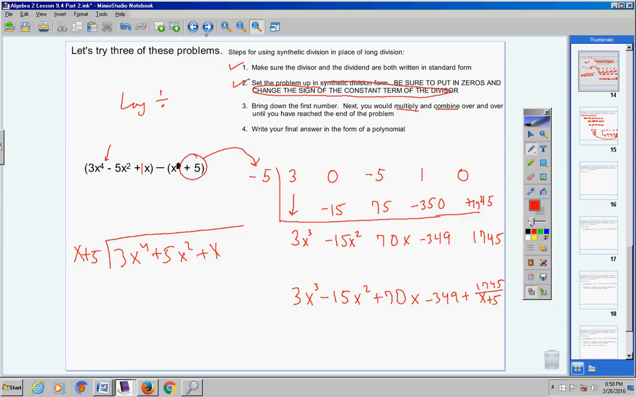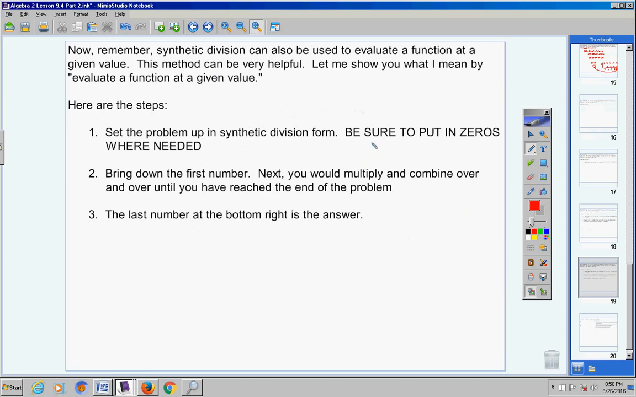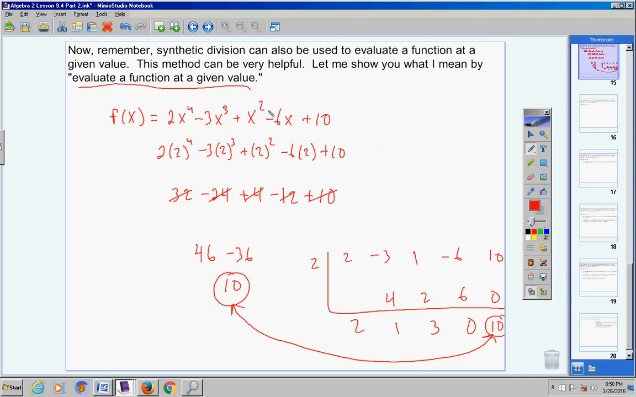Notice you do not do that when you're evaluating the function at a given value. Okay? You do not change any signs. Back here, I was evaluating the function at what number? Remember, I was putting 2 in for x, right? And what number did I put here? Did I change the sign? I put a -2 here. No, I did not. I just put a 2.